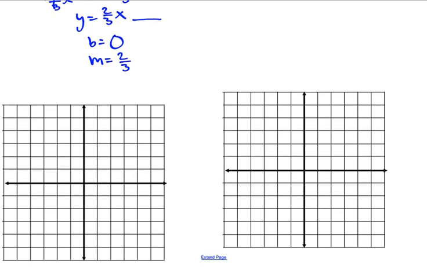So this goes through the origin. That's the y-intercept. And you go up 2, over 3. And you can also go down 2, back 3. And you get your line. Let's throw some numbers on here so I know what I counted by.